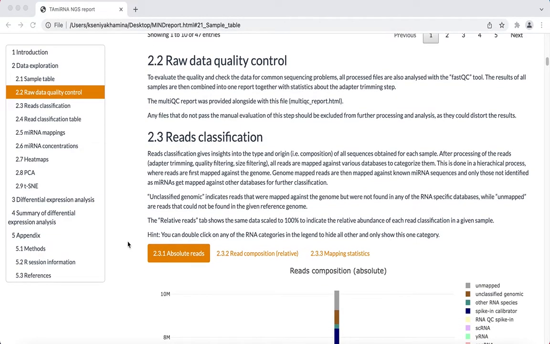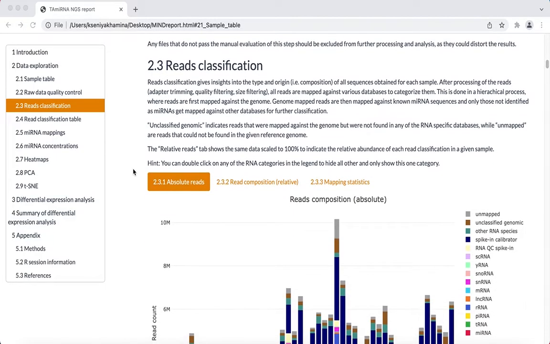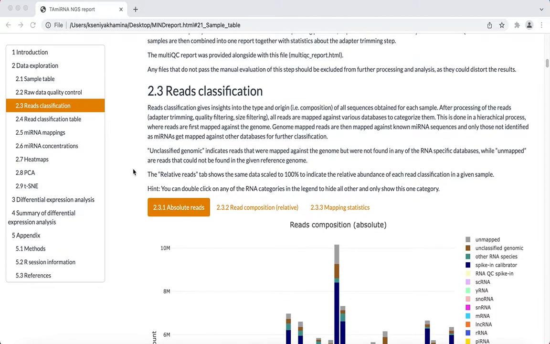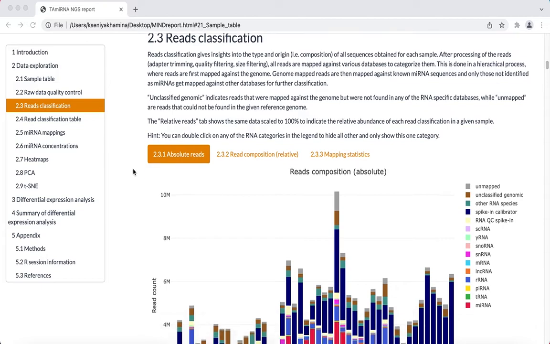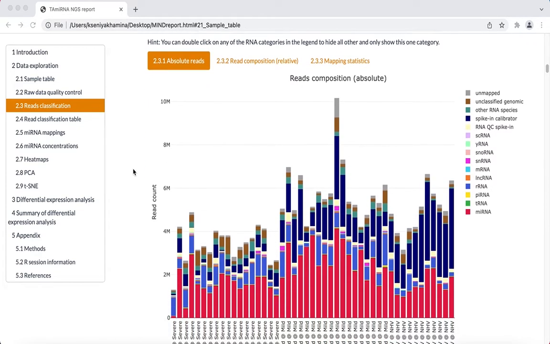2.2 contains information about raw data quality control. This data allows us to evaluate the quality and check the data for common sequencing problems. 2.3 Reads classification. Reads classification provides general insights into the type and origin of all sequences that were obtained for each sample. It contains the following plots.